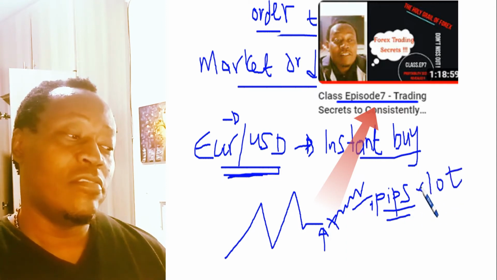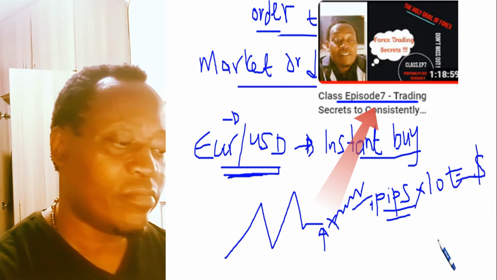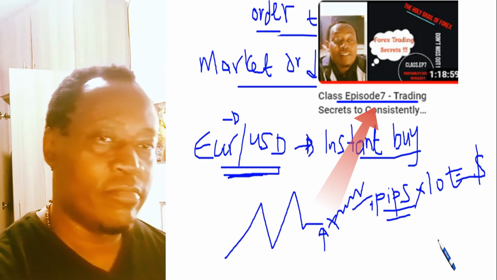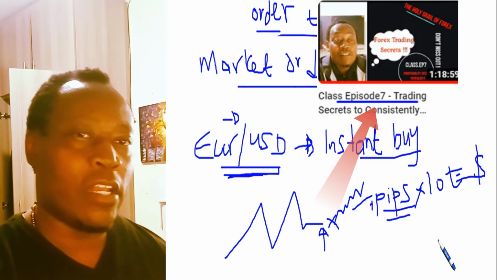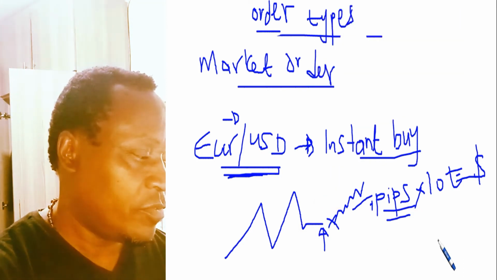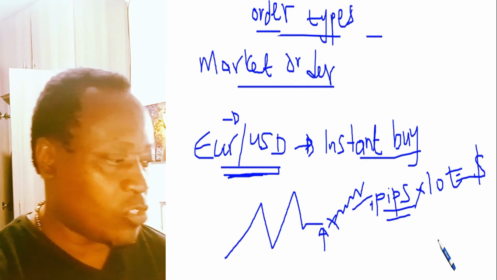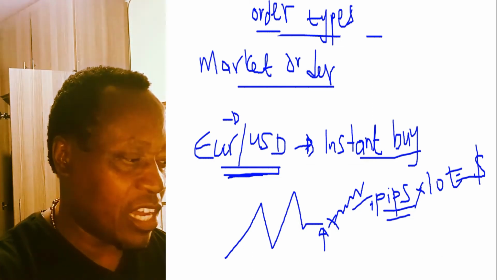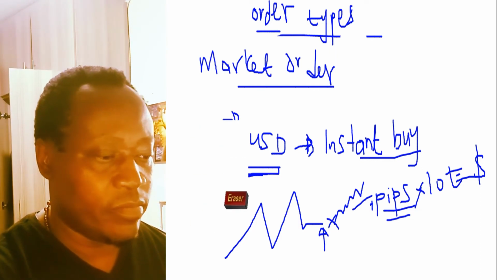Okay, that is what a market order is. Instant. Saa hiyo hiyo unafinya tu buy ama sell. You don't wait. Yeah, I use it a lot myself. So that is a market order. Let's look at the other type of orders.